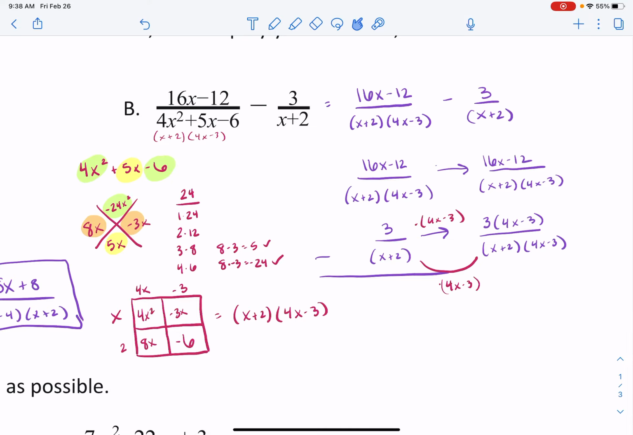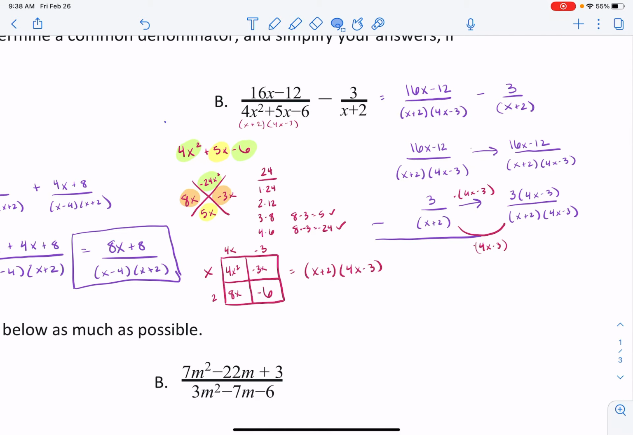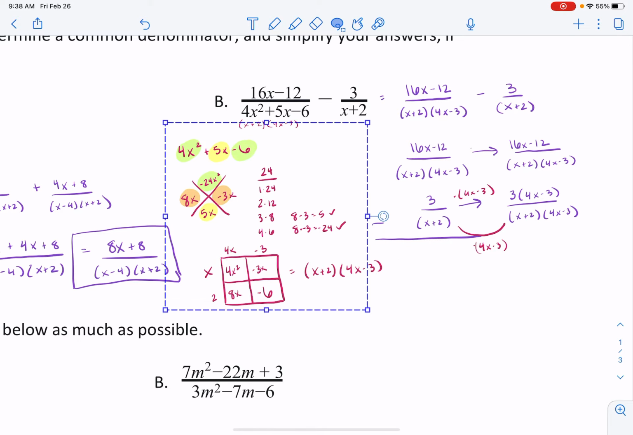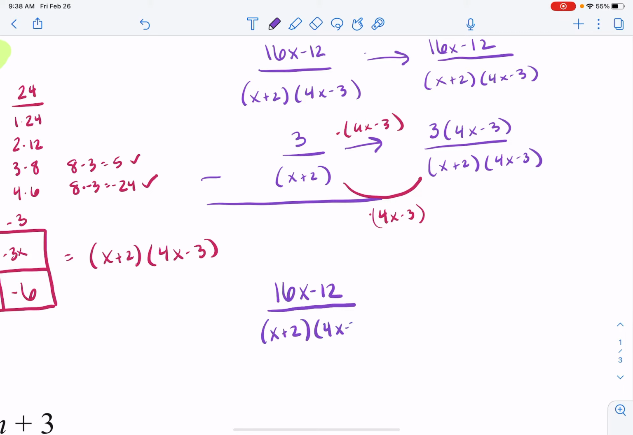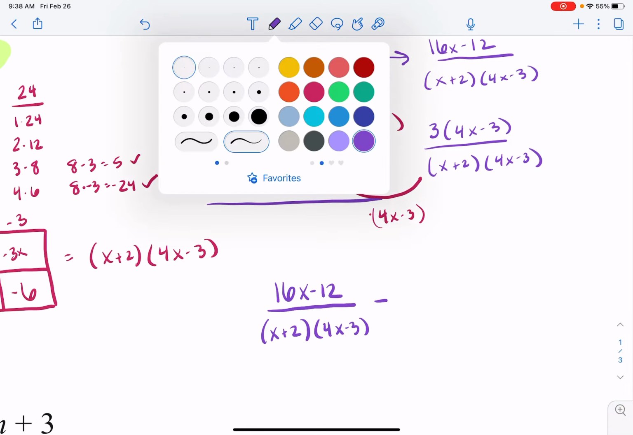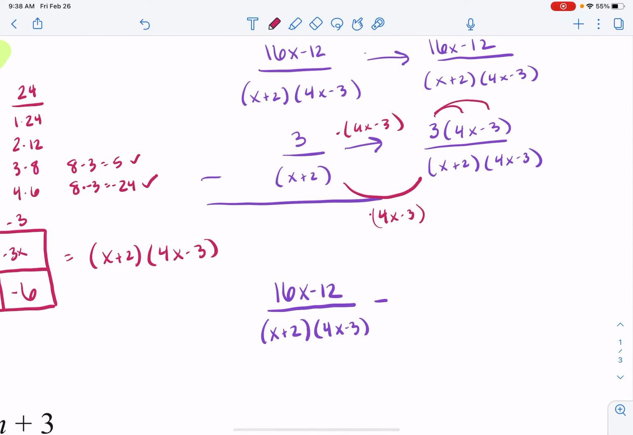So let's rewrite everything. I'm going to rewrite this here. So we've got 16x minus 12 over x plus 2, 4x minus 3, minus, and let's go ahead and just distribute that 3 times 4x, times 3 times negative 3. So it's 12x minus 9, all over x plus 2, 4x minus 3.